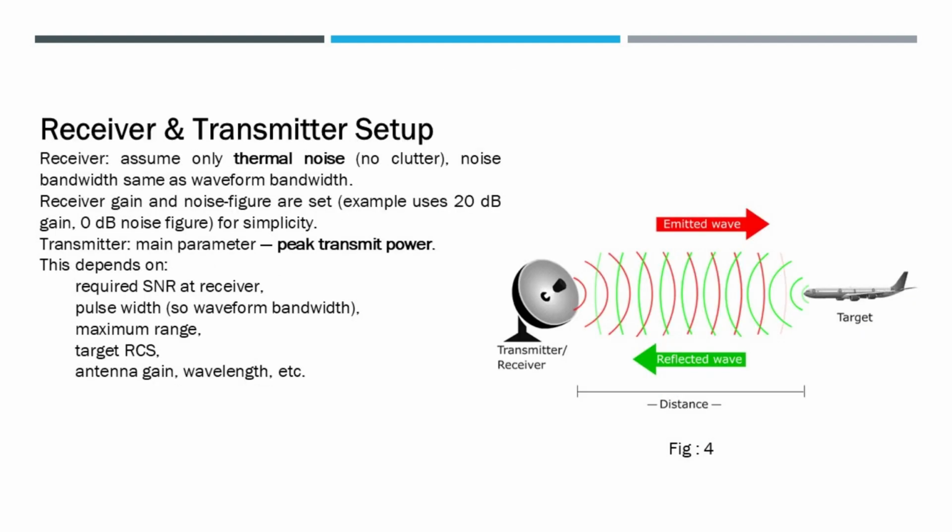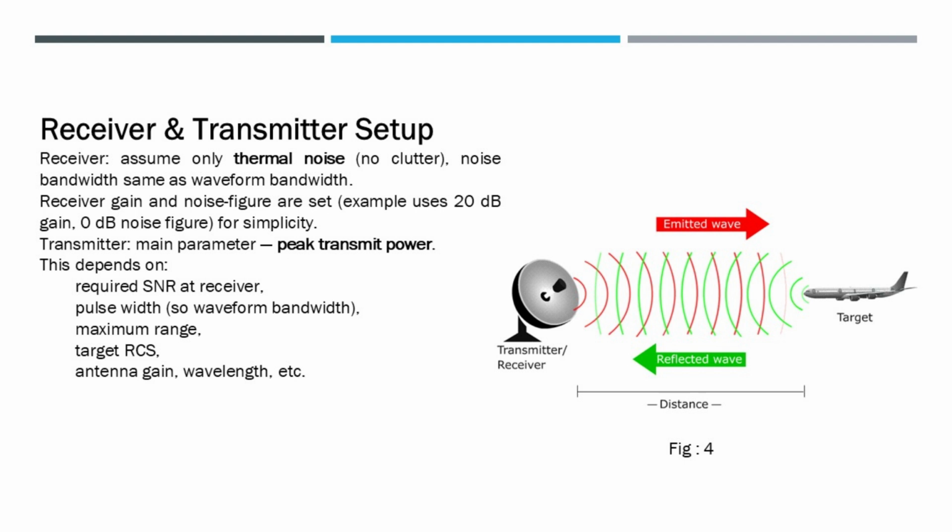Receiver and transmitter setup. Receiver: assume only thermal noise, no clutter. Noise bandwidth is the same as the waveform bandwidth. Receiver gain and noise figure are set. The example uses 20 dB gain and 0 dB noise figure for simplicity. Transmitter: the main parameter is peak transmit power.